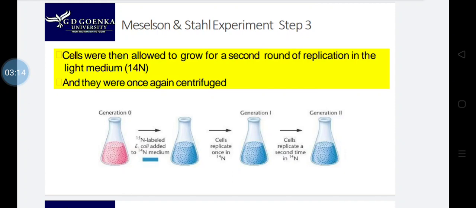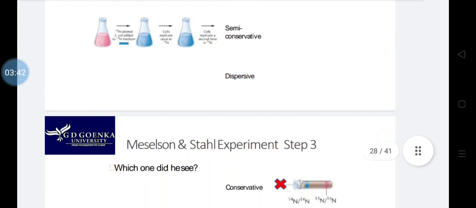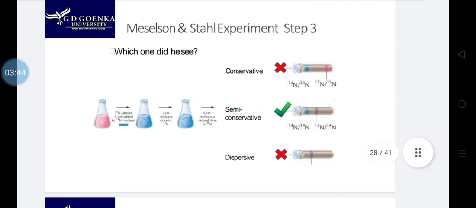So this is the second step. Third step. In the third step, the cells were allowed to grow for a second round of replication, and after that they centrifuged the culture medium, isolated the cells and extracted the DNA. Again, now predict what the centrifuge tube would show with each model.